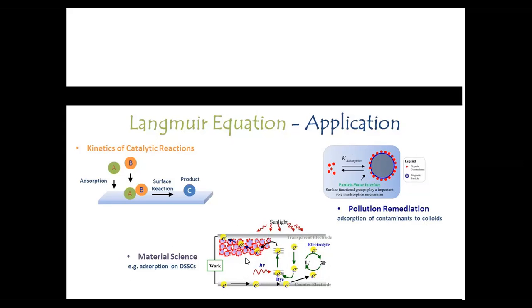The application is also in material science, and we are working on some materials to be used in solar cells. This is the DSSC, the dye sensitized solar cell, because in Pakistan we have a shortage of electricity, and these materials can be used as the adsorbent. And what is the role over here? I'm not going to explain this complicated mechanism, but just have a look.